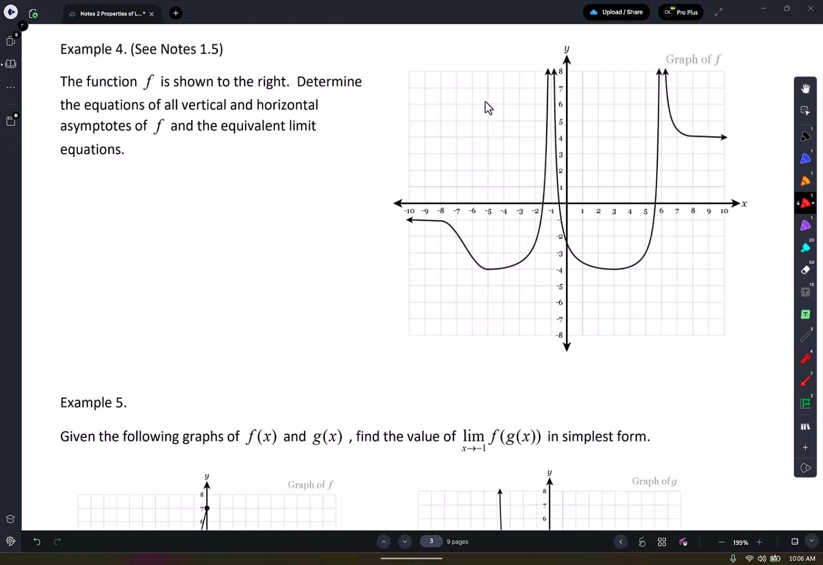A function f is shown to the right. Determine the equation of all vertical and horizontal asymptotes of f and the equivalent limit notation. So I hope if you haven't gotten the chance to see notes 1.5, this could be tough.